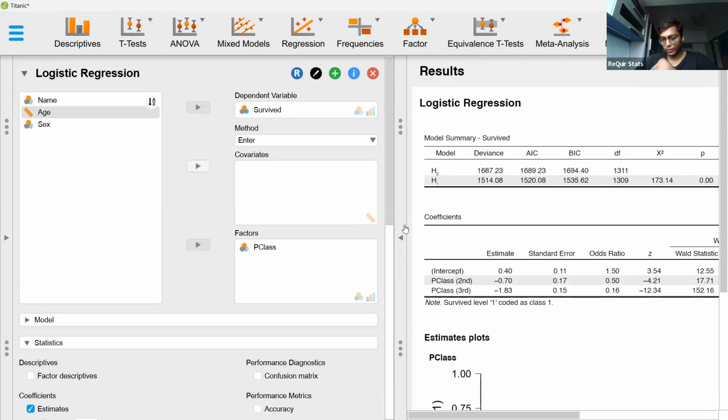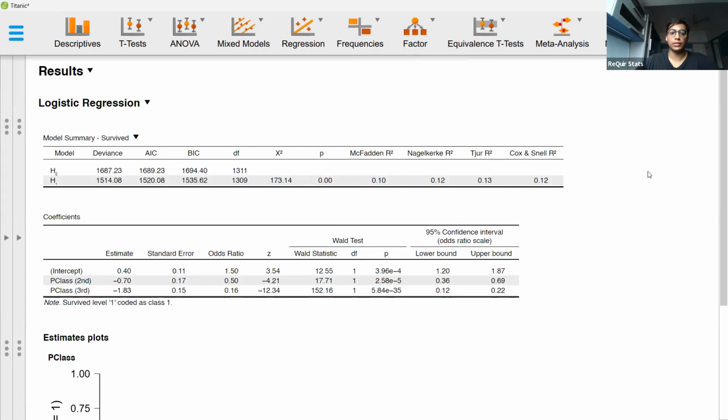Now comes the task of interpreting this analysis. So in this first table, just look at the p-value. That's it. I'm not going to explain any of the other things. Just look at the p-value. It is significant. It is 5.84 times 10 raised to minus 35. So it is highly significant. So this gives the p-value for the entire model.